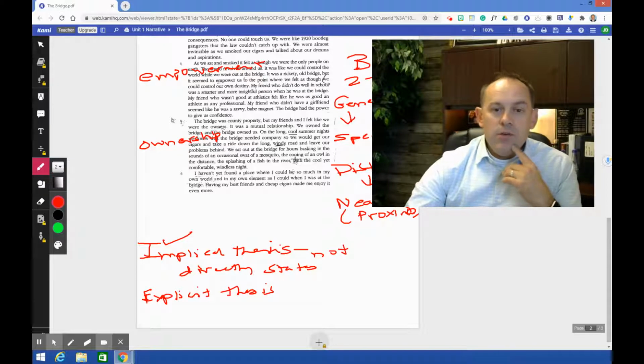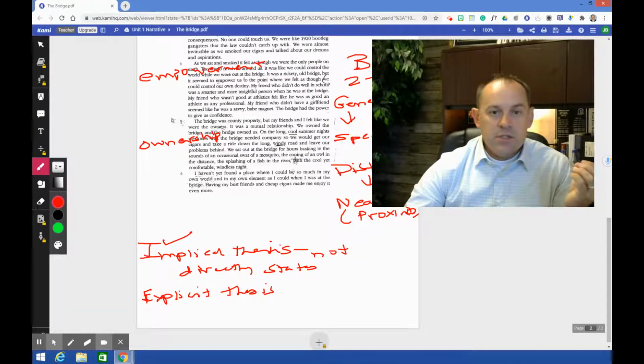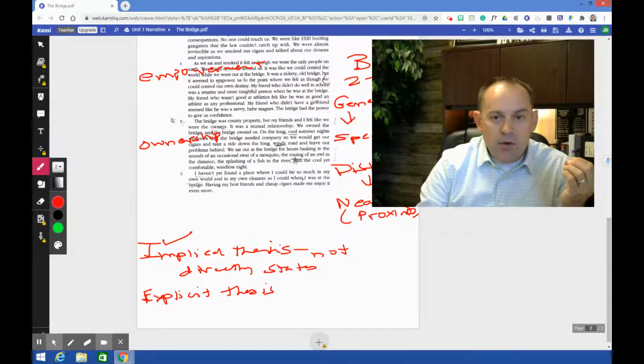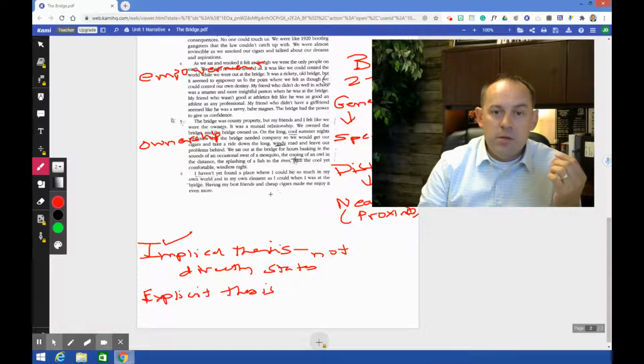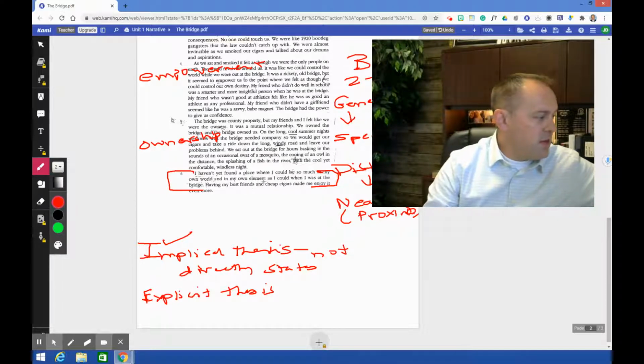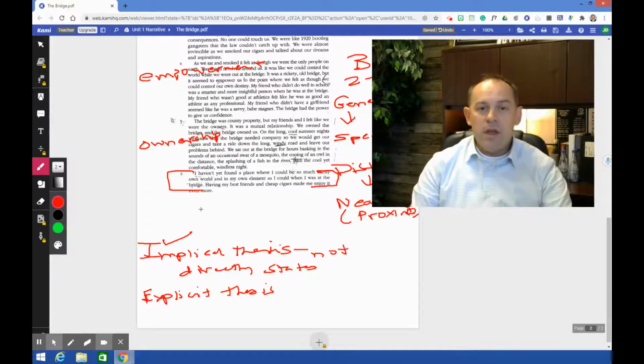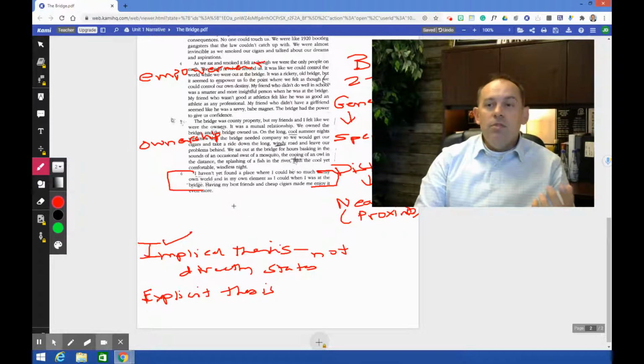What you really don't want to do with an implicit thesis is just pick out and say, okay, right here, this is the thesis statement. But instead, you're developing the thesis statement yourself. So if you look at paragraph 6, I haven't yet found a place where I could be so much in my own world and in my own element as I could when I was at the bridge. Having my best friends and cheap cigars make me enjoy it even more. That's probably where you get the main idea. That's probably where you get the thesis statement. But neither of those sentences alone constitutes the thesis statement per se. You would have to develop that yourself. So you might make a statement that says, the bridge is a place where my friends and I feel as if we belong.